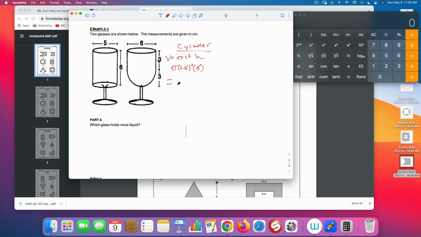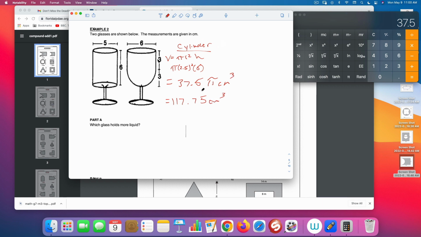I'm going to pause you. 2.5 squared times 6 is what, Addy? 2.5 squared times 6. 37.5 pi. And give me the answer without terms of pi. Julia. And label it. Centimeters cubed.